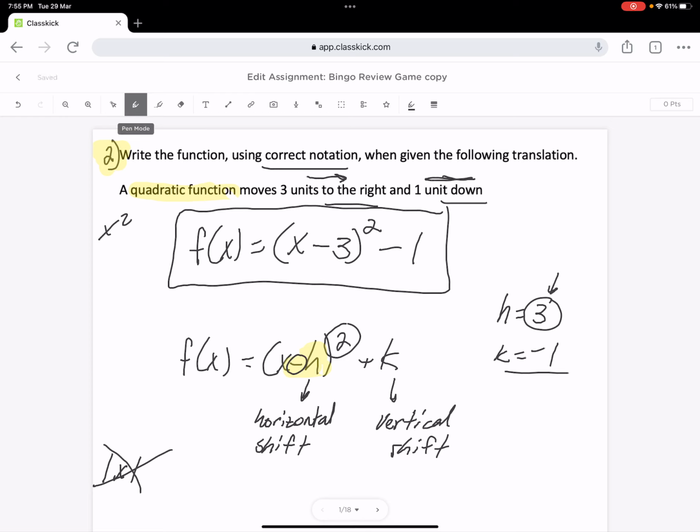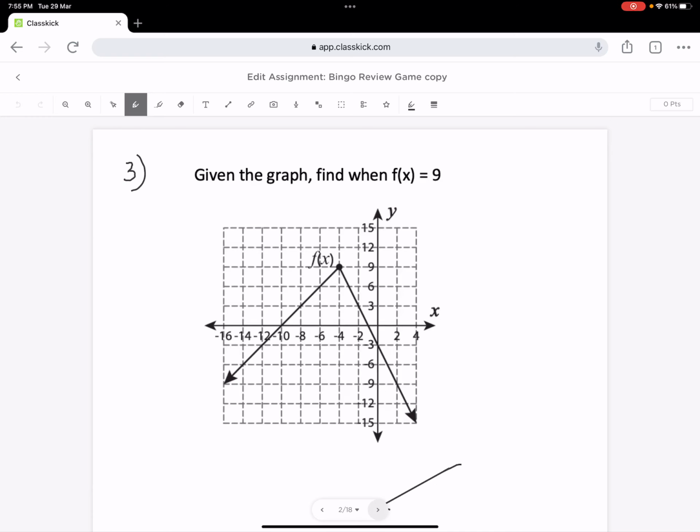And as we move 1 unit down, it does give me -1. And when we plug it into the formula that we learned, it's going to naturally just change it into the correct signs. All right, let's move on to the next one. Question number 3. This one says, given the graph, find when f of x is equal to 9.